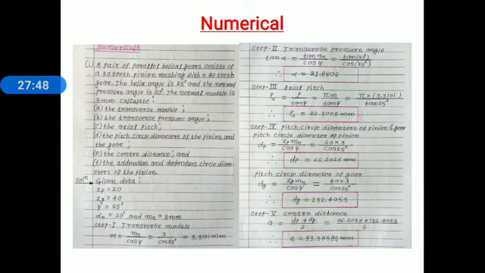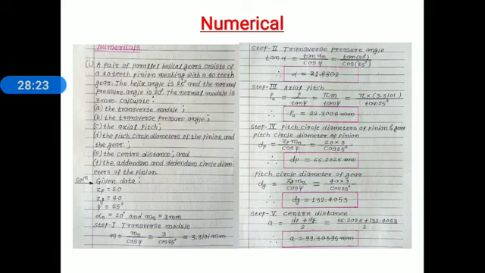First of all, everyone read the problem statement carefully. A pair of parallel helical gears consists of a 20 teeth pinion meshing with a 40 teeth gear. The helix angle is 25 degree and the normal pressure angle is 20 degree. The normal module is 3 millimeter, and calculate these 6 parameters. First one is the transverse module, then transverse pressure angle, axial pitch, pitch circle diameter of pinion and gear, the center distance, and the last one, addendum and dedendum circle diameter of pinion.